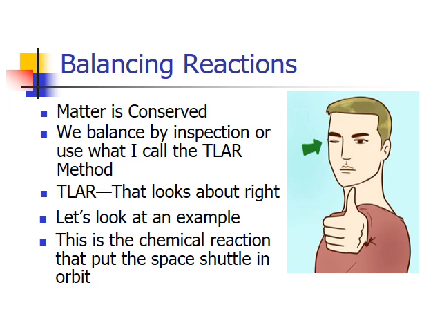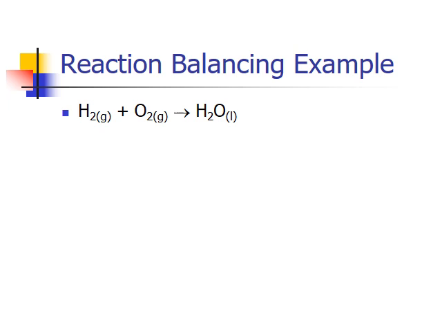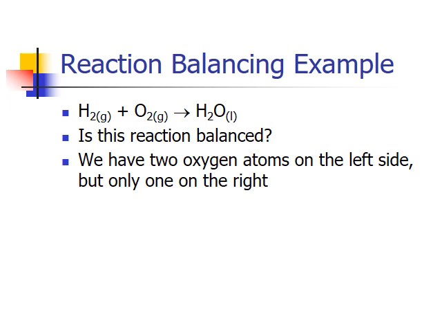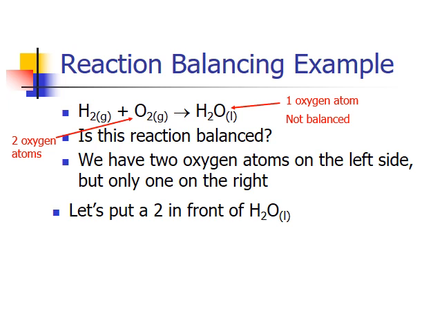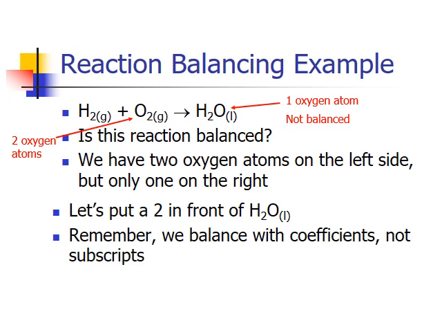The chemical reaction we'll talk about is what used to put the space shuttle into orbit. Hydrogen and oxygen reacting to produce water. Is this reaction balanced as written? We have 2 oxygen atoms on the left side of the arrow, but only 1 on the right. So as written, this reaction is not balanced. What we need to do is put a 2 in front of the H2O. That will balance our oxygens.